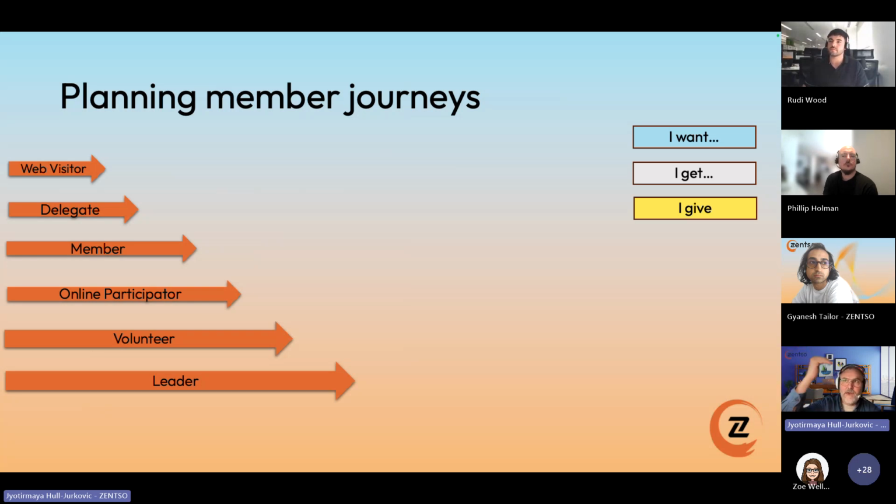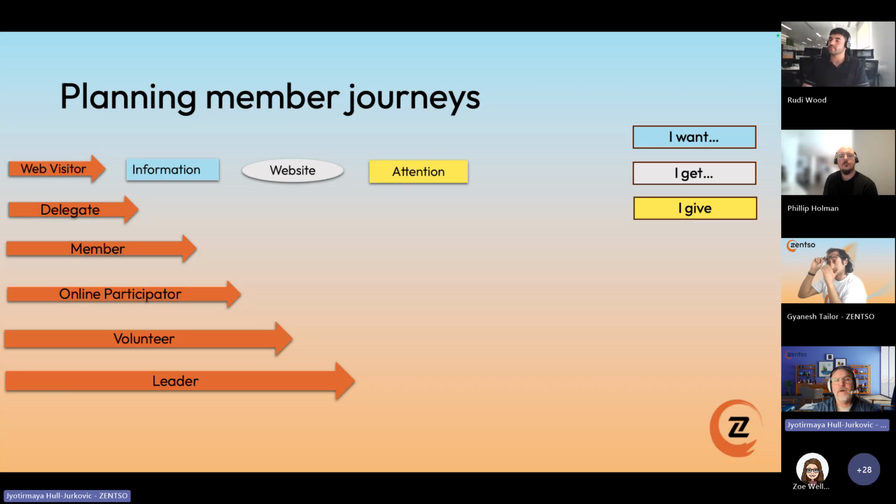In this one, I've just taken a person from web visitor to being a leader in the organization. And at each step, we want to answer the questions: what do I want? What do I get? And what am I prepared to give in order to get this? So let's say someone comes to the website. They want information. They get the website. What do they give? At this stage, they give their attention. Okay, there's not a lot else we can do at this point.